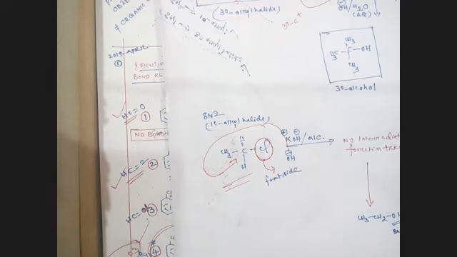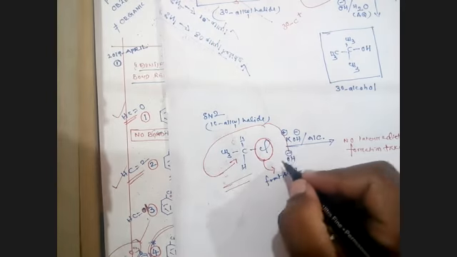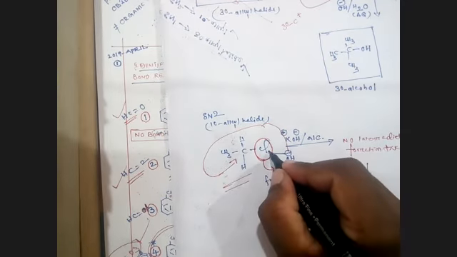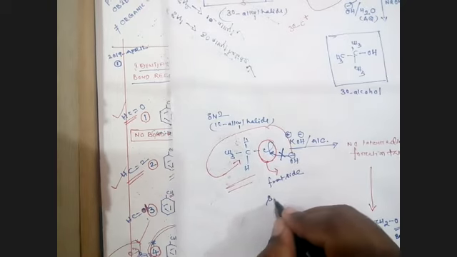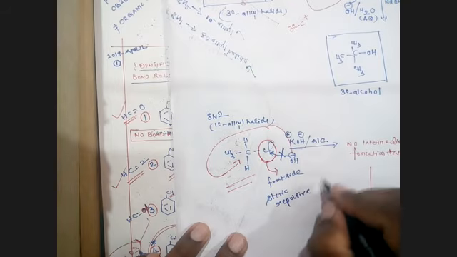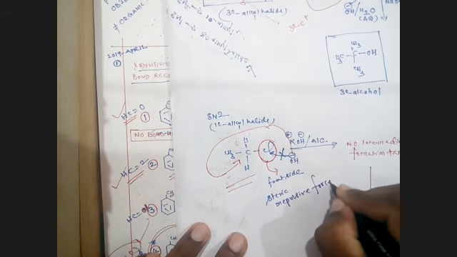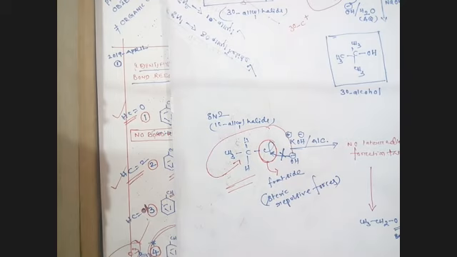Now the question I'm asking: why does this nucleophile attack on the back side? If it attacks on the front side, it is not possible, because there is a possibility of steric repulsive forces. The front side attack is not possible, so we are keeping the backside attack.